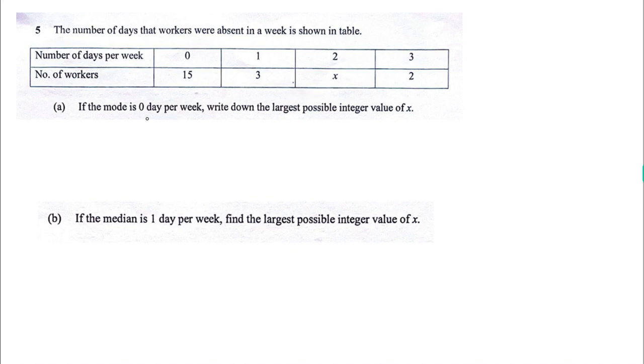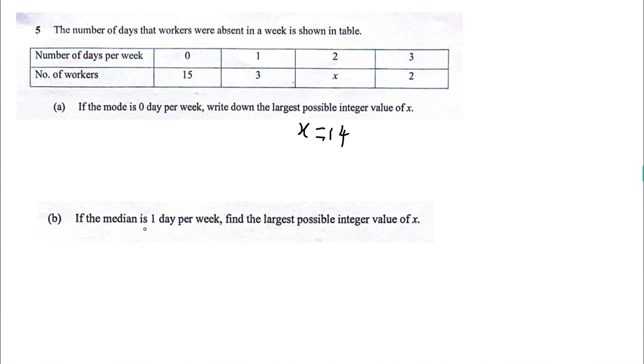Now, they say that the mode is 0 days per week. So the mode is the score with the highest frequency. So that means the frequency of the mode is 15, and nothing can be more than 15 because 15 is the highest frequency. So the largest value that x can have is x equals 14. It cannot be more than 15 or equal to 15. It has to be less. And the highest it can go is 14.